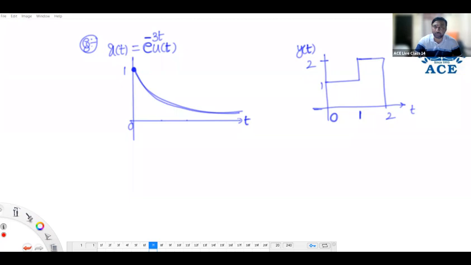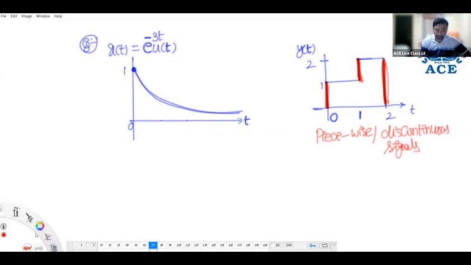Very good. There is a change in amplitude from 1 to 2. It is discontinuous at t equals 1. At 0 also we have a discontinuous amplitude from 0 to 1. At 2 also we have a discontinuity. This type of signals are called piecewise or discontinuous signals.